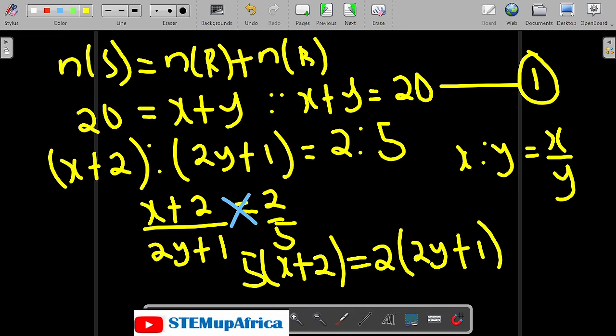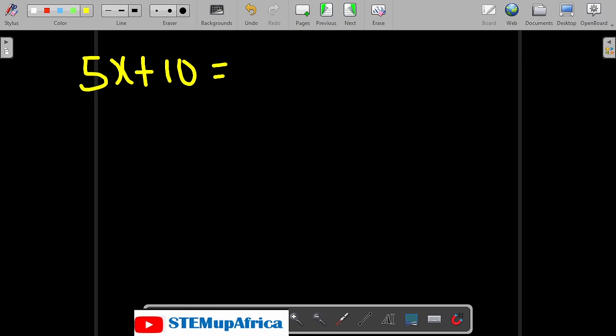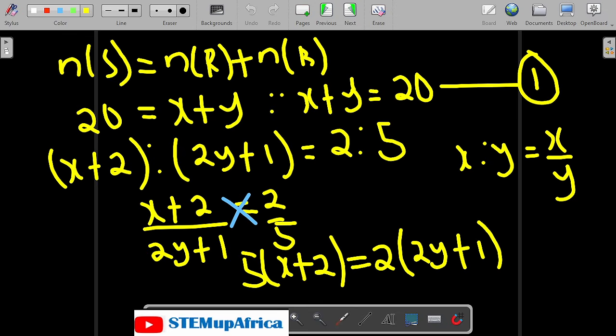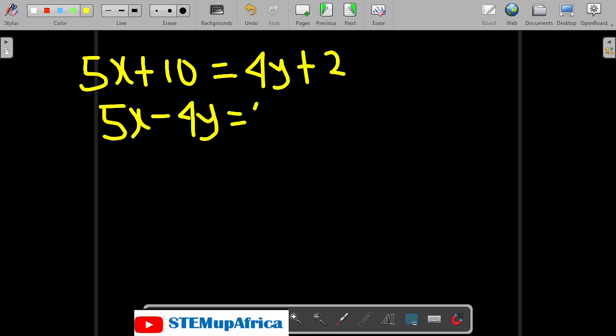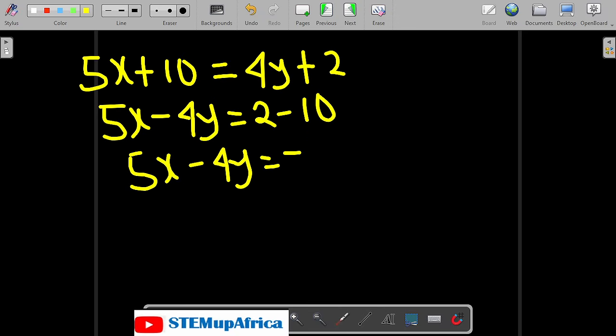So let's expand the brackets. We're going to have 5x plus 10 equals, if I expand this one, 4y plus 2. So we collect like terms from here. I'm having 5x minus 4y equals 2 minus 10. So 5x minus 4y gives us minus 8. Let's call this equation 2.